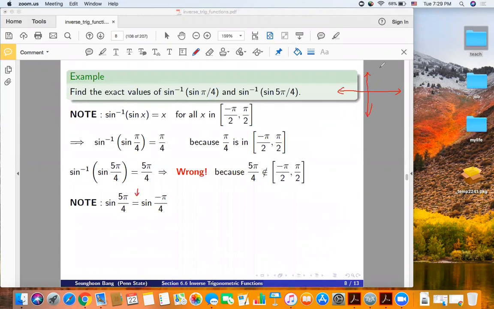Do you know this one? All students take calculus. What does it mean? All trig functions are positive in the first quadrant. Only sine is positive in the second quadrant. Only tangent is positive in the third quadrant. Only cosine is positive in the fourth quadrant. So what happens? I can draw more things here.